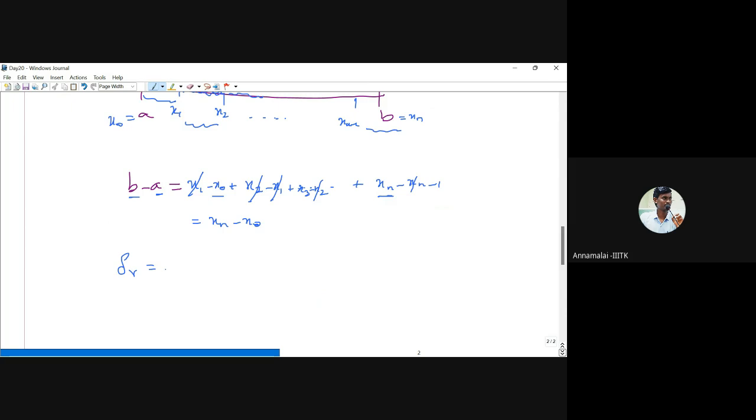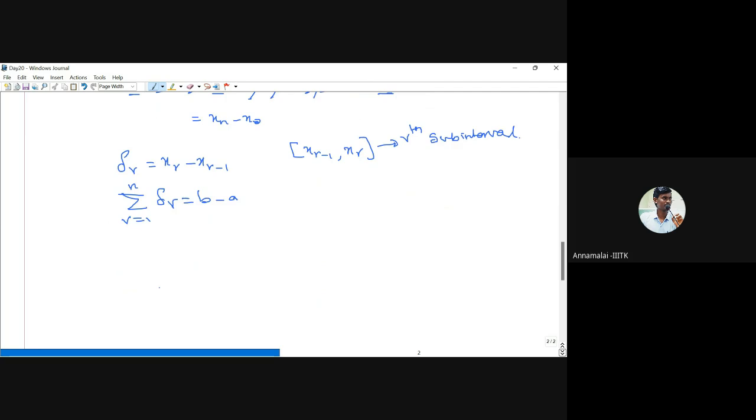If you take the rth subinterval, delta r is defined to be x r minus x r minus 1. So that is the length of the interval x r minus 1 comma x r. This is called the rth subinterval. The length of the rth subinterval is the subtraction of x r minus 1 from x r, and we call it delta r. So the summation of delta r is nothing but b minus a. If you sum all of them, you'll get this, where r varies from 1 to n. Now this is a property.